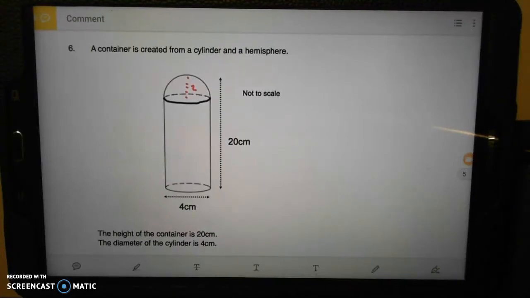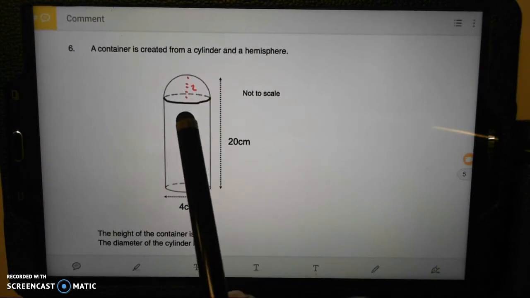Question 6. A container is created from a cylinder and a hemisphere. The height of the container is 20 centimeters. The diameter of the cylinder is 4 centimeters.